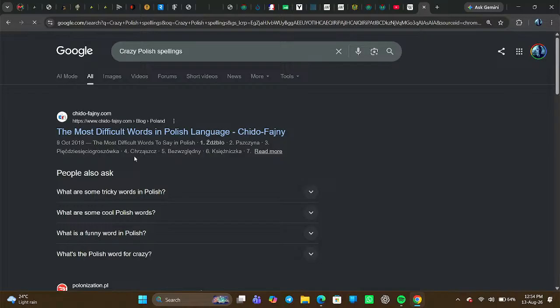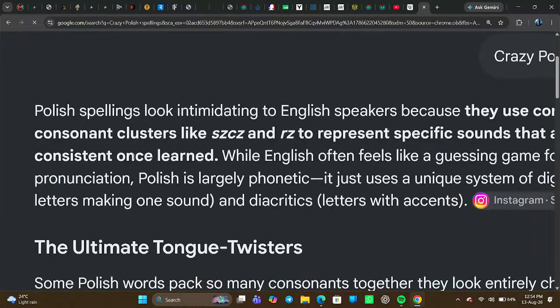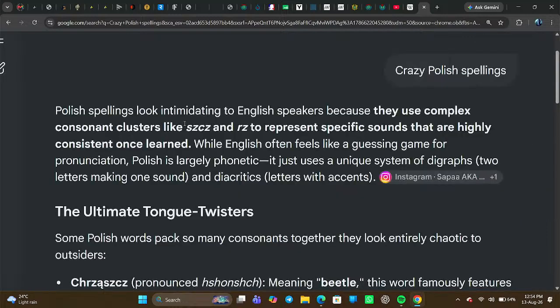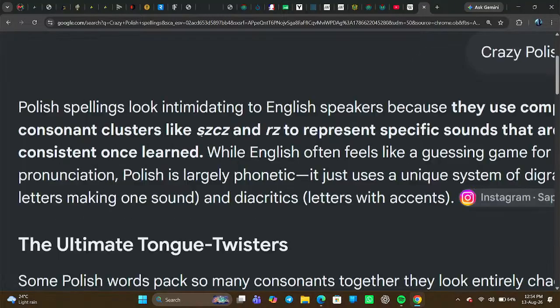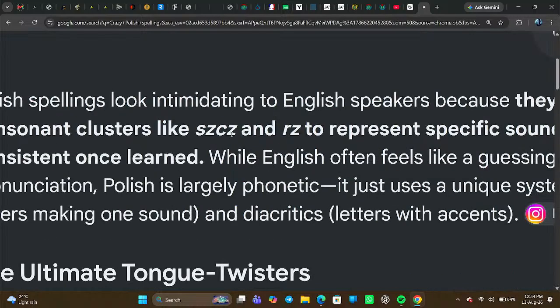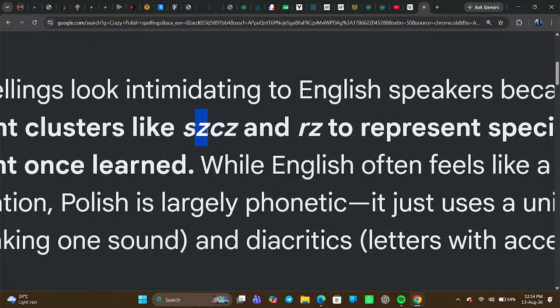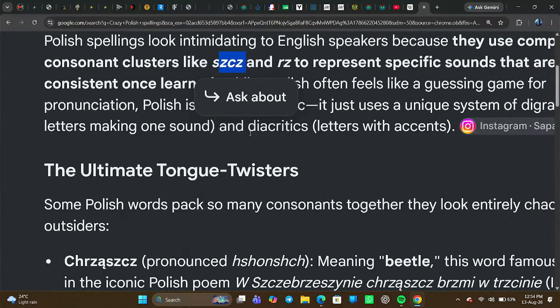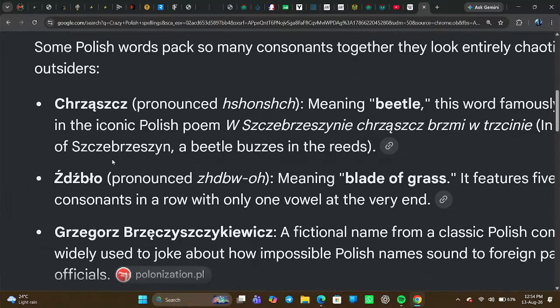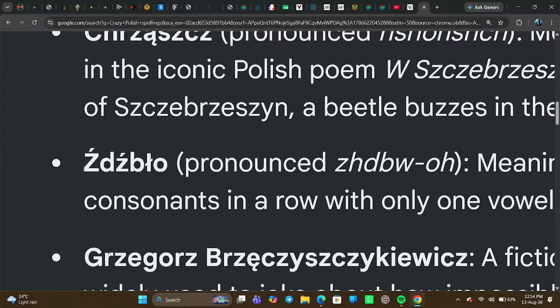So there are some crazy spellings in the Polish language, and some of them you will not be able to read if you don't understand the orthography of the language. So just look at this spelling for goodness sake. How will somebody pronounce this one? So this is a cluster even. But in their language, this one is s and then this one is t. But if you combine them like this, they have another sound entirely. So now look at an example here. How do you pronounce this one? This is how to pronounce it.